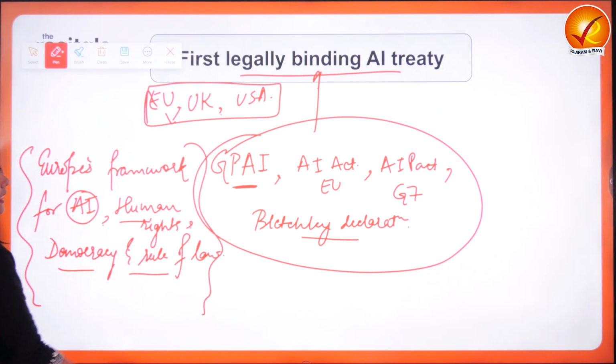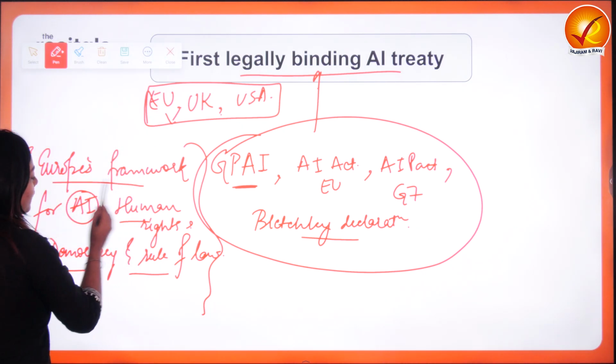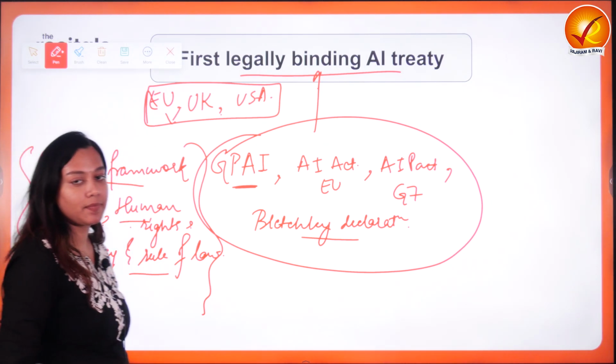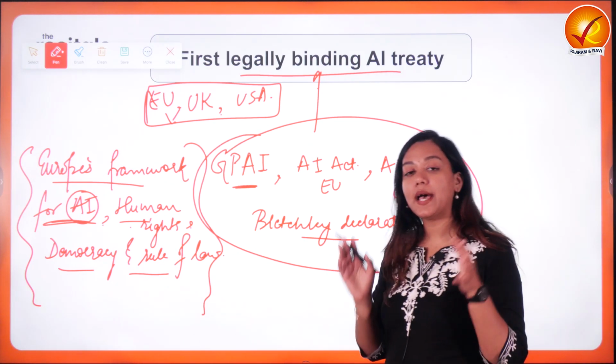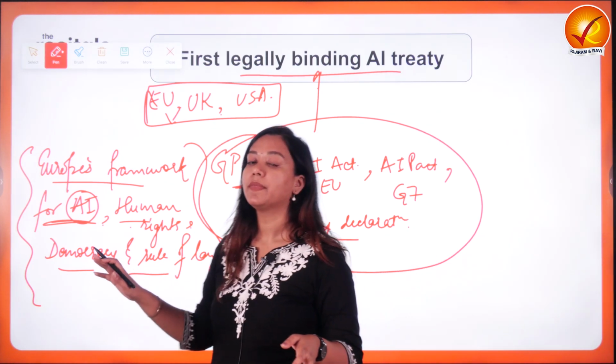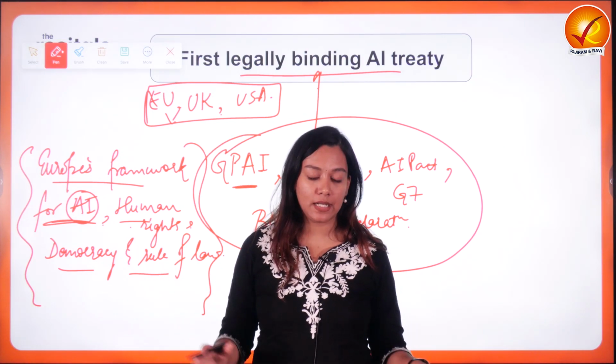this is the entire name of this particular treaty. How you would be naming it in your mains answer, it's just a legally binding Europe's framework for AI and human rights. Okay, so what it intends to do, naturally it intends to prioritize human rights over the implications of the use of AI everywhere and anywhere.